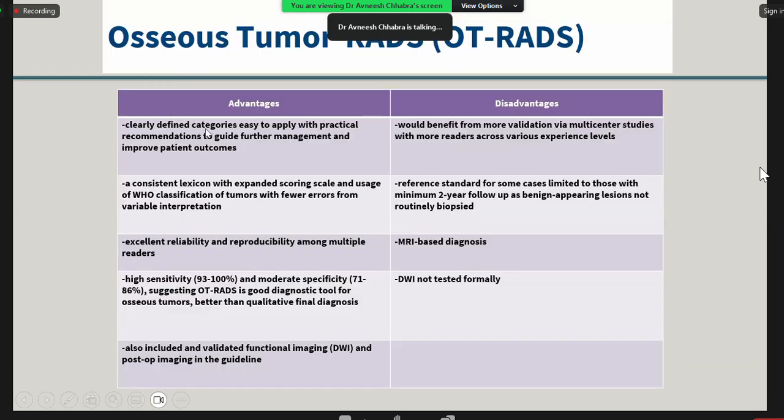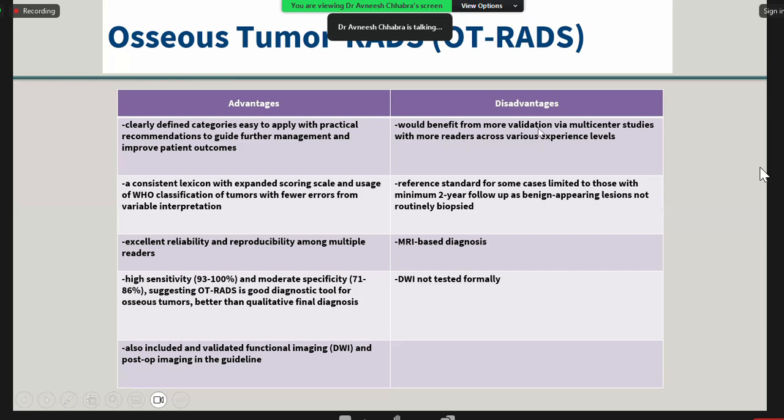So advantages. It has clearly defined categories, easy to apply with practical recommendations to guide further management and improve patient outcomes. It's a consistent lexicon with expanded scoring scale and uses the WHO classification. So we put all the tumors in those buckets where it should be 1, 2, 3, 4, 5. 1 will be negative, but 2 through 5. Then excellent reliability and reproducibility among multiple readers. High sensitivity, moderate specificity, so ultimately high area under the curve. And it's also included and validated DWI, although we didn't formally test it. It was part of those tumors.